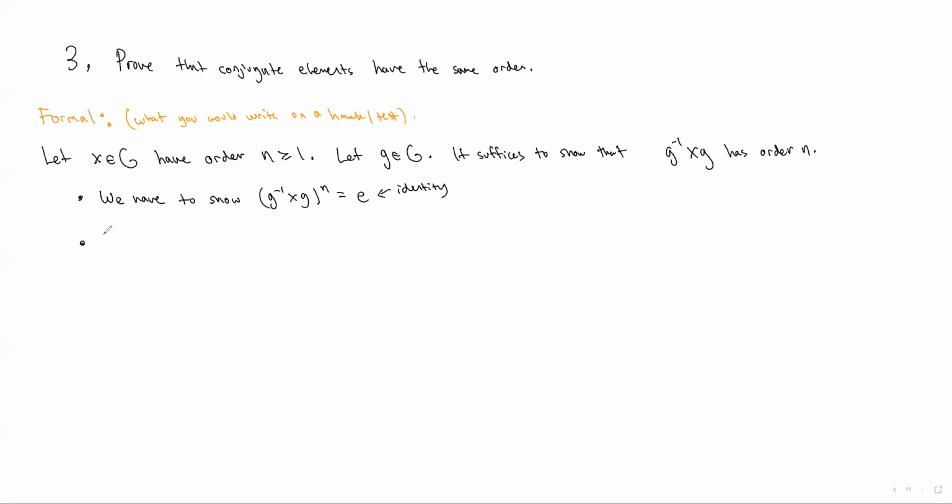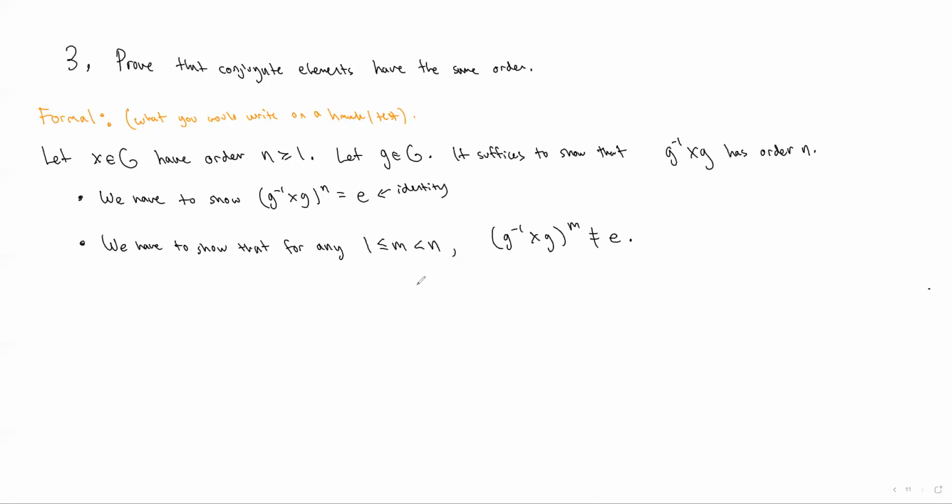So we have to actually also show that for any m that's less than n, (g inverse x g) to the power of m is not the identity. So there are two components. We have to show that the conjugate to the power of n is the identity, and we have to show that any smaller power wouldn't give me the identity.